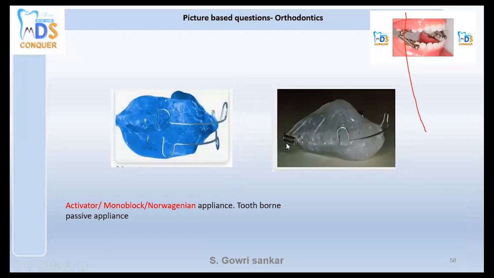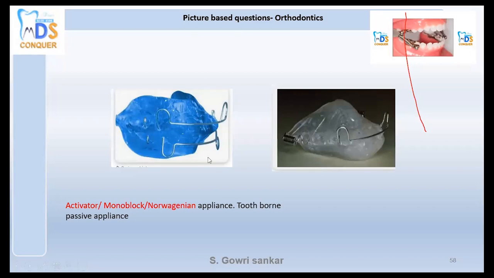You can give headgear tubes. This is particularly given when you have a class 2 condition due to a prognathic maxilla and retrognathic mandible. If you have only a retrognathic mandible, you give a functional appliance. If you have only a prognathic maxilla, you give a headgear. Up to here, no problem, no? These are all the questions that are being given.